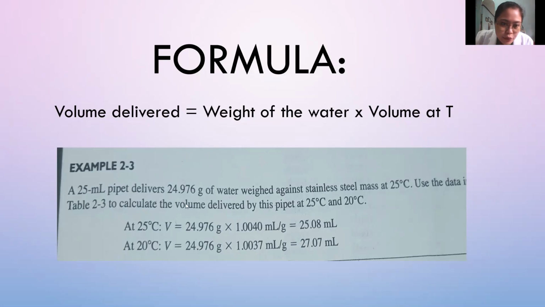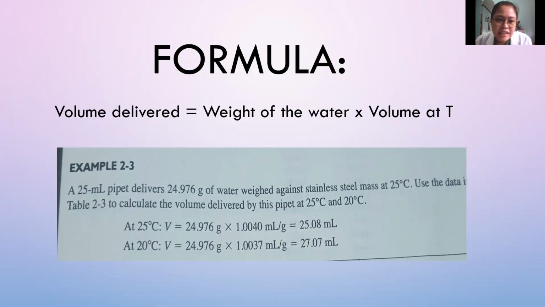So for example, mao ni ang nakuha na weight sa atong water using the pipette. So again, 25 ml pipette delivers 24.976 grams of water weighed against stainless steel mass. This is using the analytical balance at 25 degrees Celsius.